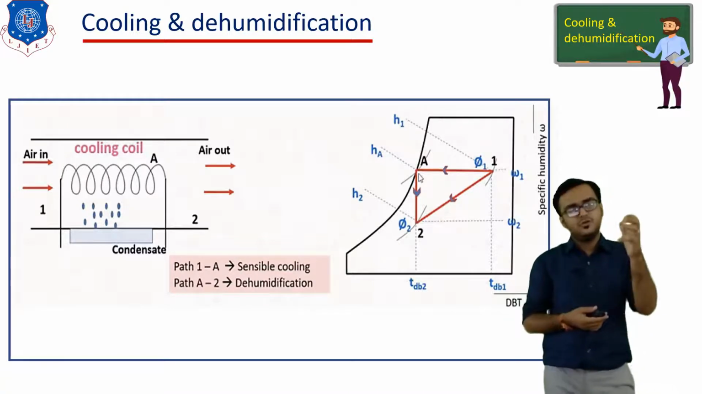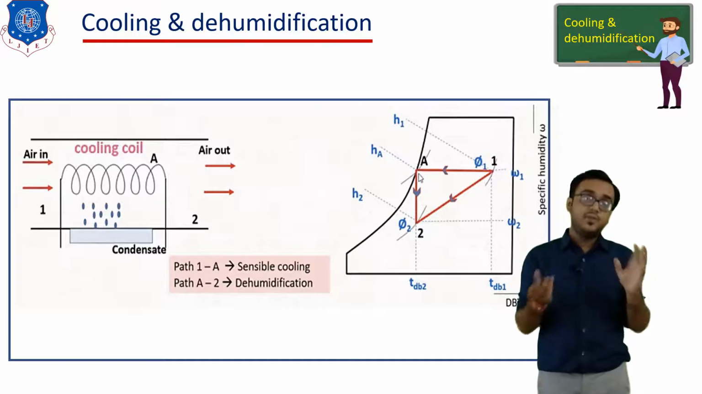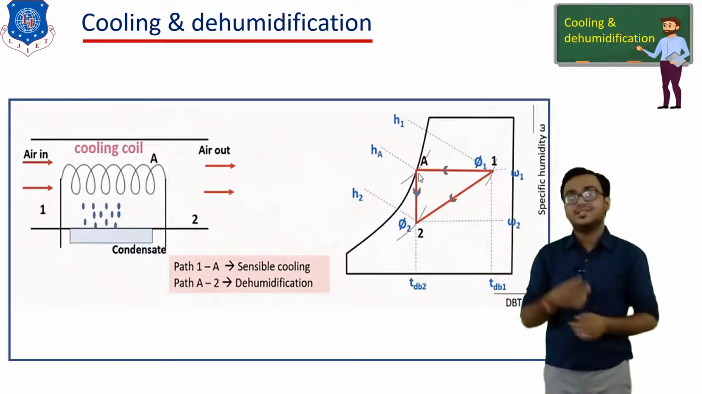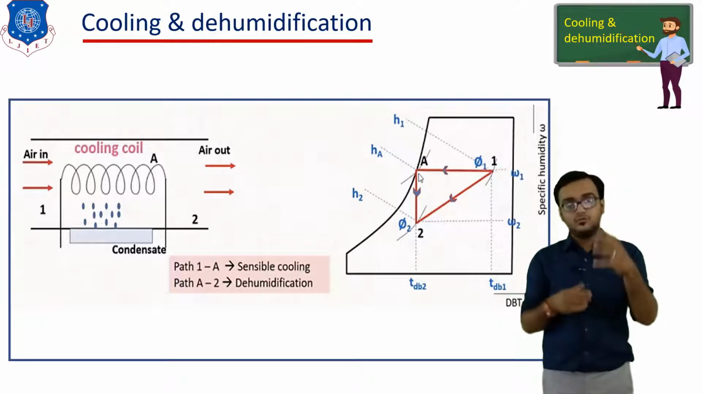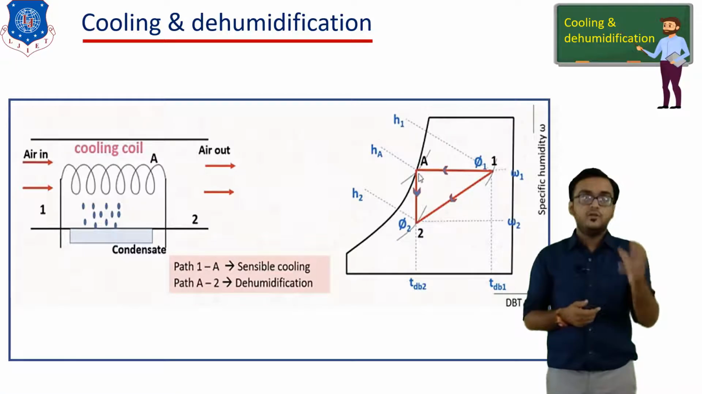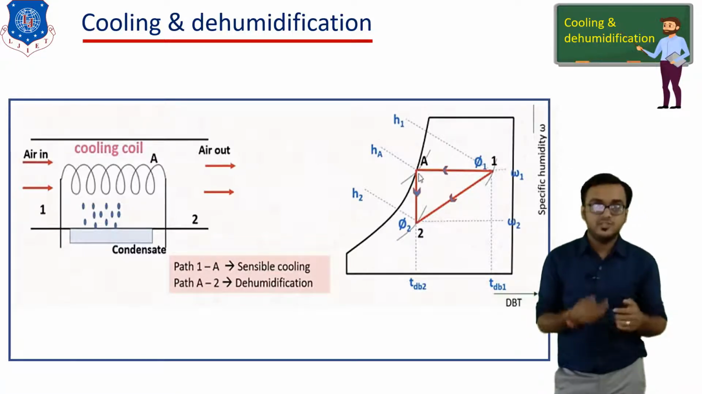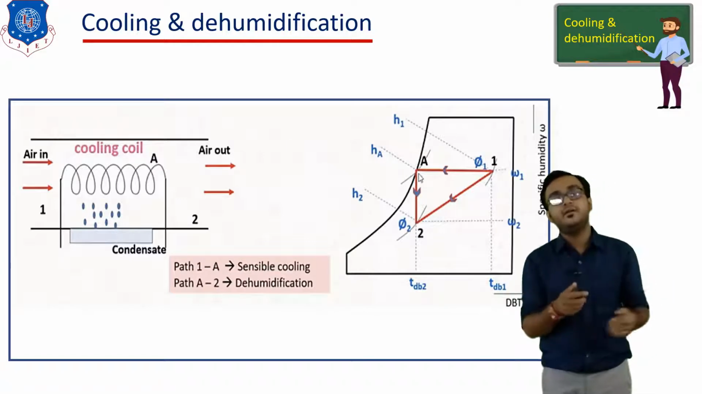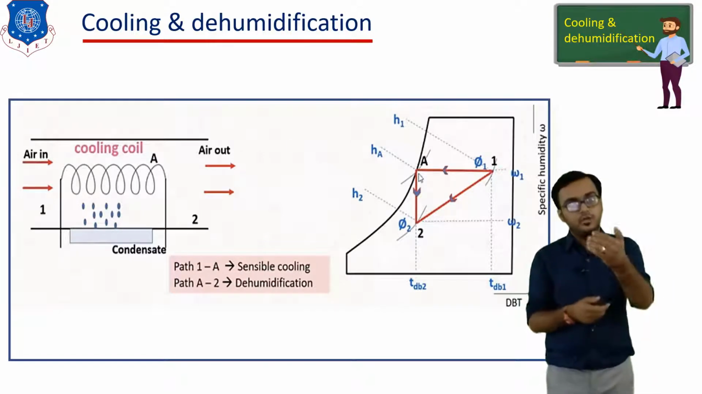For example, if the dew point temperature of air at point 1 is 19 degrees, then we can maintain the cooling coil surface temperature exactly at 19 or below 19 in order to start the condensation of the moisture, or you can say to remove the moisture. So the flow rate of the refrigerant is controlled in such a way that the cooling coil surface temperature is always maintained near the dew point temperature or below it.